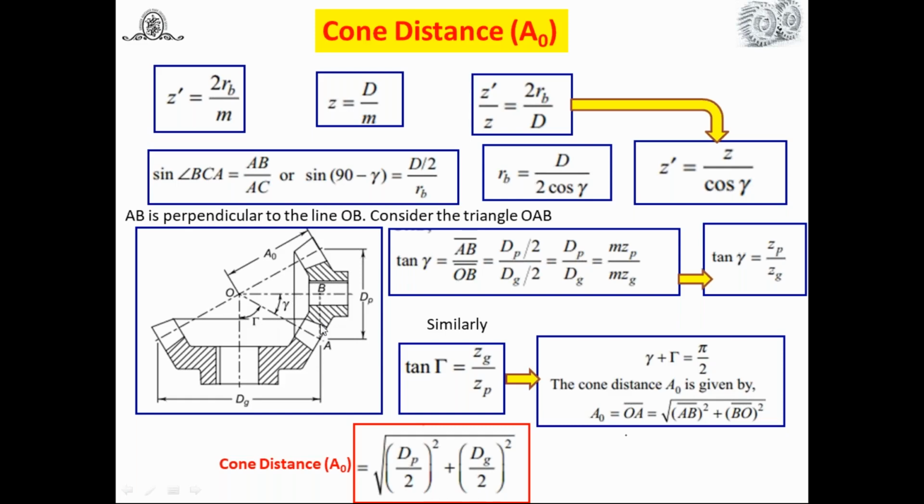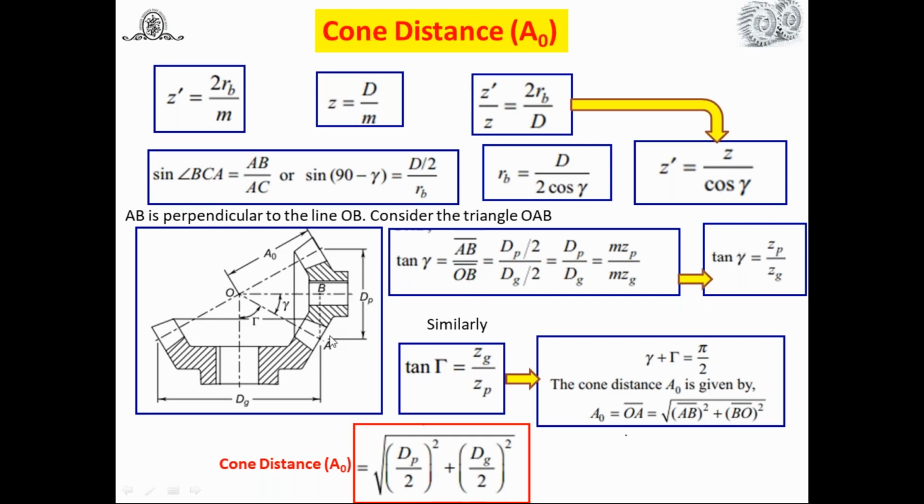From this B, a line is constructed, the AB. The AB is perpendicular to the line OB. Consider the angle OAB. Look at this triangle OAB. If we consider this triangle, you will find this gamma. Look at this, tan gamma is equal to what? Front side upon adjacent, the AB bar upon OB.